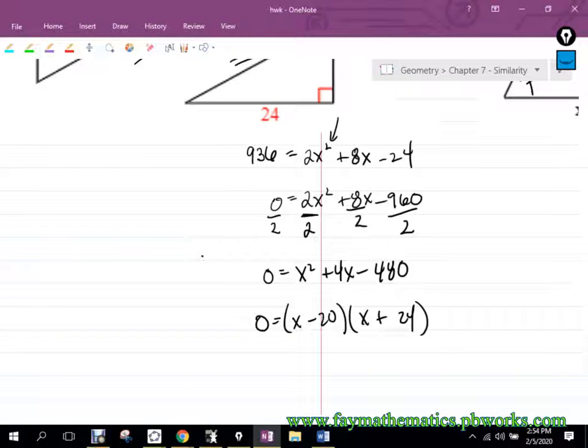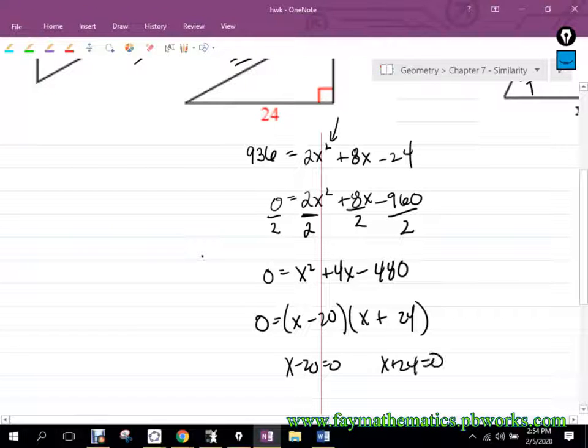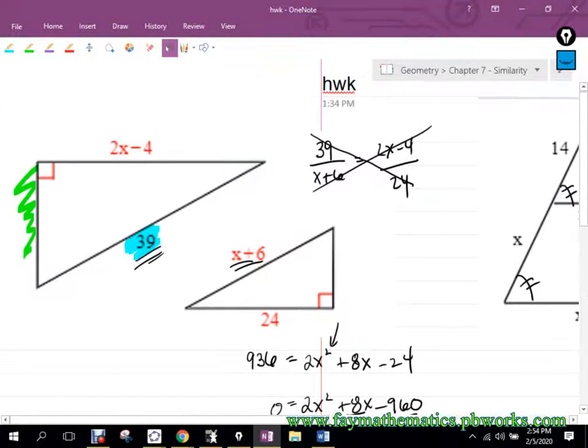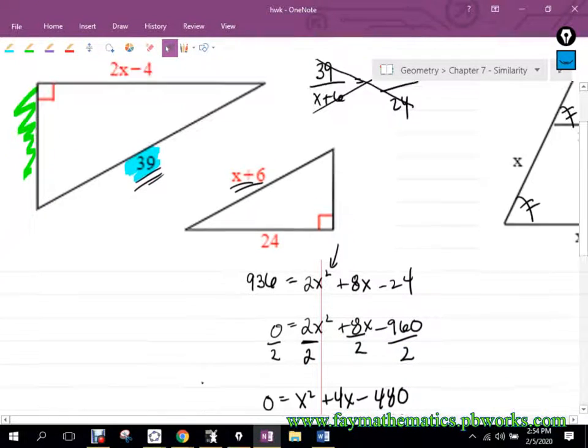So then when I solve that, x minus 20 equals 0, x plus 24 equals 0, x equals 20, x equals negative 24. Got to check my answers. If I plug in negative 24, it gives me negative distances, right? So x equals 20 is the only one that works.